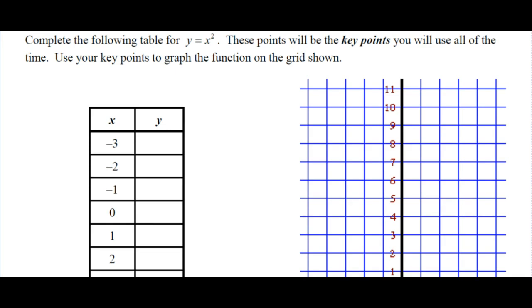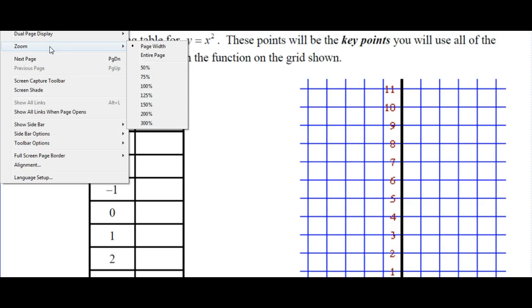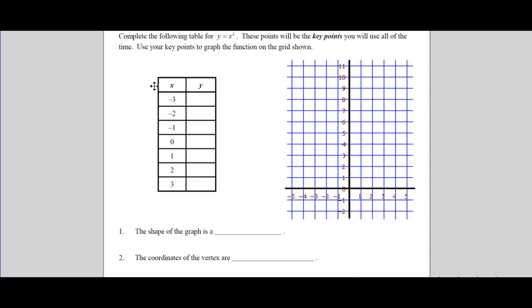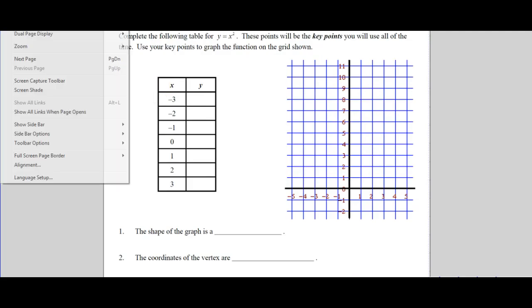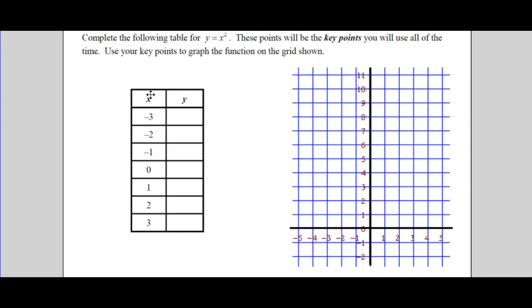So I'm going to shrink it down a smidge. You can fill the table in. How's that? Maybe go a little bigger. Perfect. Okay, what's negative 3 squared? 9. Negative 2 squared. And then 1, and then 0, and then 1, and then 4, and then 9.